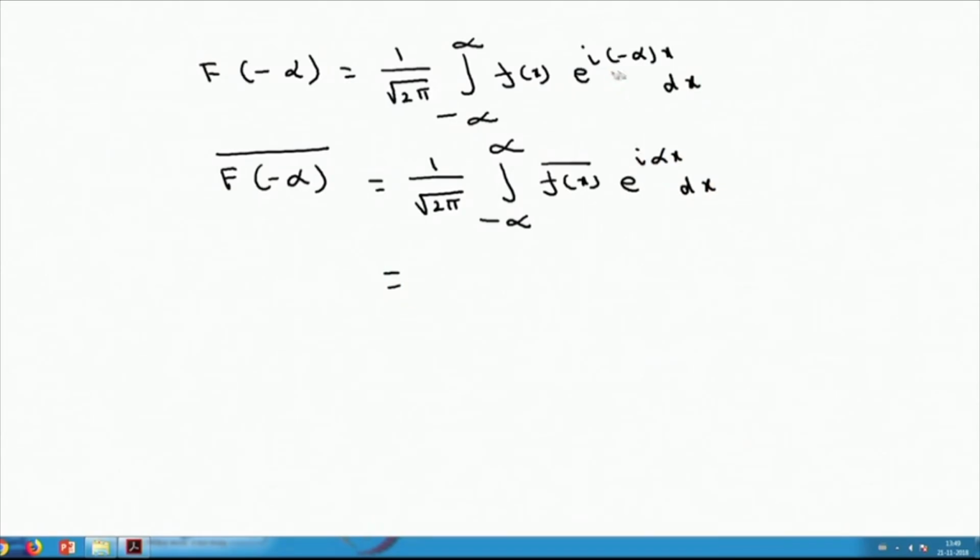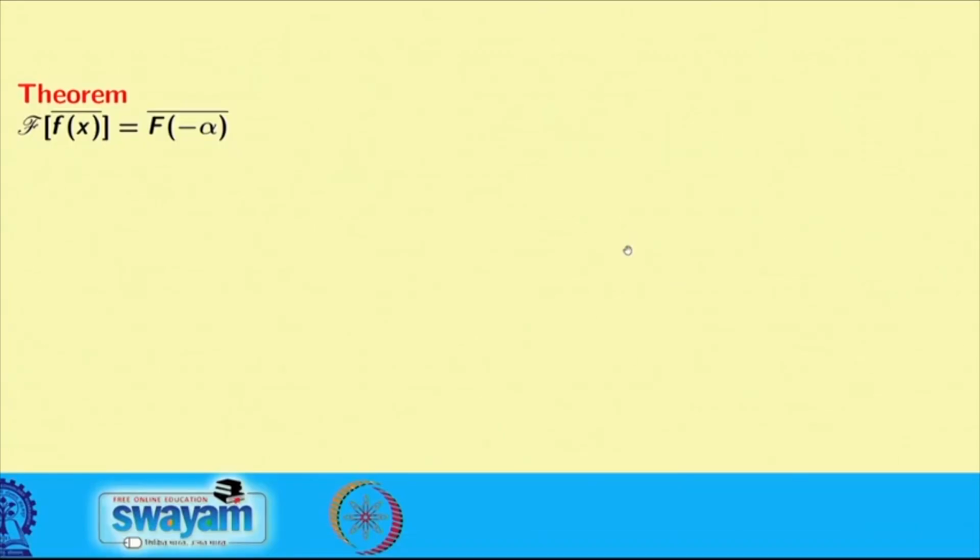And since bar is coming, e power minus i alpha x will be transformed to e power plus i alpha x, and this is nothing but Fourier transform of f x bar. This completes the proof that Fourier transform of f x bar is equal to f of minus alpha bar.